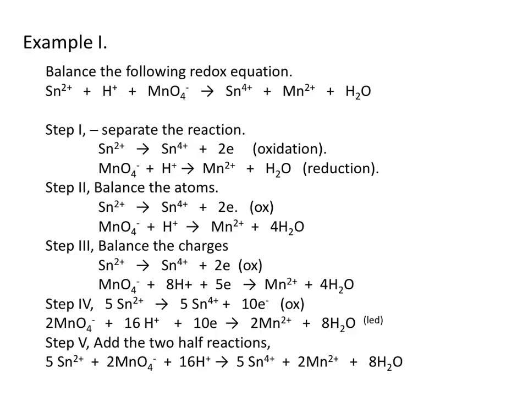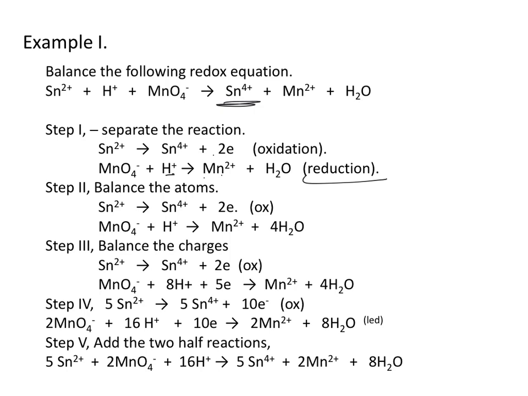Example 1. Balance the following redox equation. Sn2+ plus H+ plus MnO4- to give you Sn4+ plus Mn2+ plus H2O. Step 1 says separate the reaction. You separate it into oxidation reaction and reduction reaction. For oxidation, you have Sn2+ to give you Sn4+ plus 2 electrons. And that is oxidation. It means that Sn2+ lost 2 electrons to give Sn4+. On the other hand, MnO4- gained hydrogen to give you Mn2+ plus H2O, and that is the reduction part of the reaction.